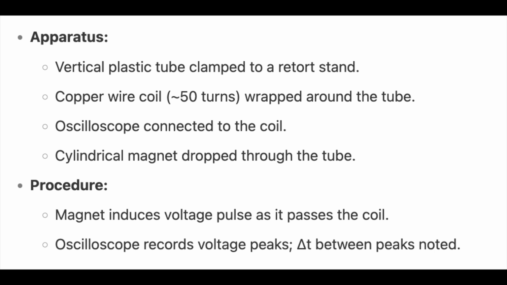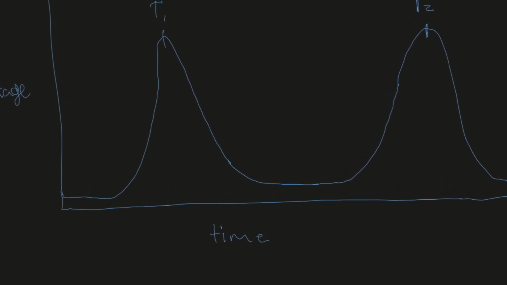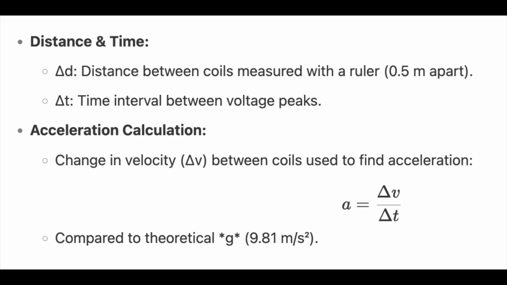The time interval Δt between the peaks of voltage was noted. The distance between the coils Δd was measured using a ruler. The two coils were placed at half a meter distance apart along the tube. The time taken for the magnet to pass through each coil was recorded. The change in velocity Δv and the time interval Δt between the coils were used to calculate acceleration.